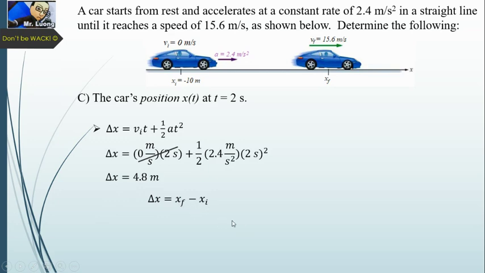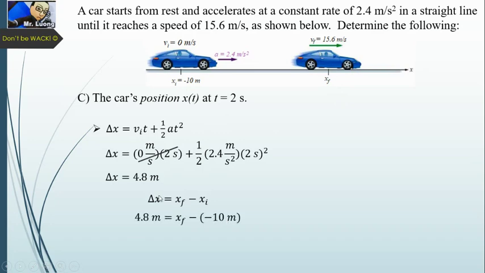So from here, you need to find xf, because it says the position x of t at 2 seconds, which indicates that it is xf that you are trying to find. Okay, and not xf in the diagram. Xf in the diagram occurs at 6.5 seconds. But this particular part wants us to find where it is at 2 seconds. So don't carry over that misconception.